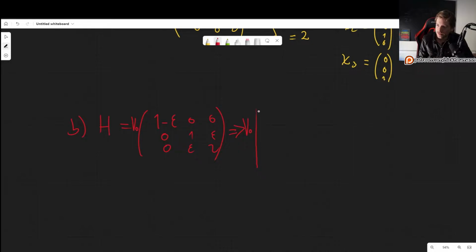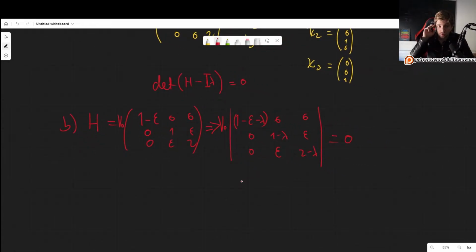So V0 times the determinant of 1 minus epsilon minus lambda, 0, 0, 0, 1 minus lambda, epsilon, 0, epsilon, 2 minus lambda. This determinant has to be equal to 0. This comes from our classic equation, the determinant of H minus I lambda, I being of course the identity matrix. So that's where this comes from. We simply subtracted this I lambda. I hope this is not new. This is something that you do have to know how to do at this point.